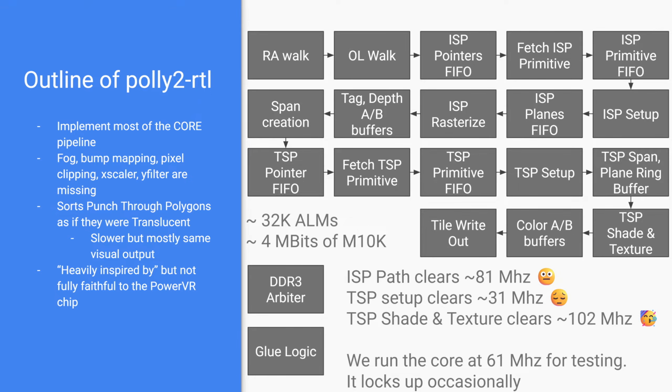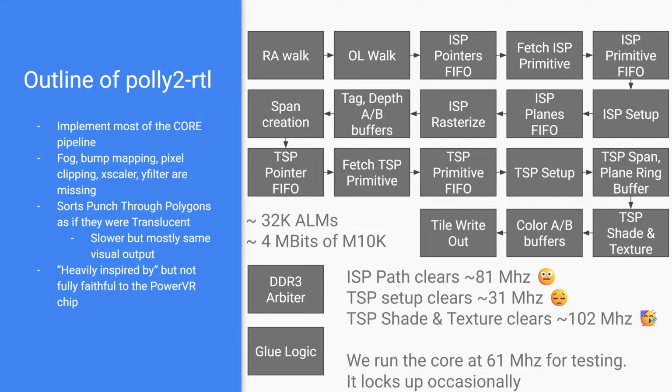There is also a DDR3 arbiter. There is some glue logic to glue all of this together. All of this is around 32,000 ALMs. That's around 75% of the chip. With the HDMI output and the MiSTer framework, we get 95% chip utilization. That's something else we want to look into, trimming that down. We also use around 4 megabits of memory, around 70%, I think. I don't remember. We have a lot more memory available.